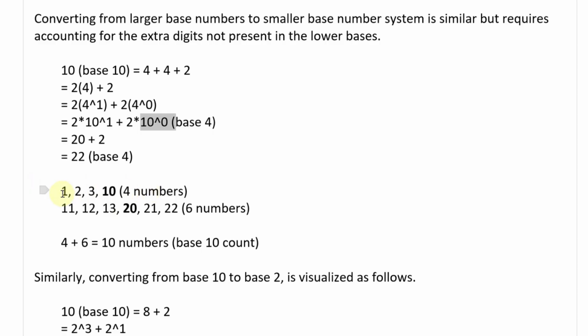And we can see that this is the right way as well by, again, counting up. So if we look at base 4, we go 1, 2, 3, and then 10. That's going to be 4 numbers. And then 11, 12, 13, then go to 20, and then 21, 22. These are 6 numbers. So in other words, we have 4 plus 6, 10 numbers. So 4 plus 6 is 10 numbers, base 10 count, so they're equivalent.